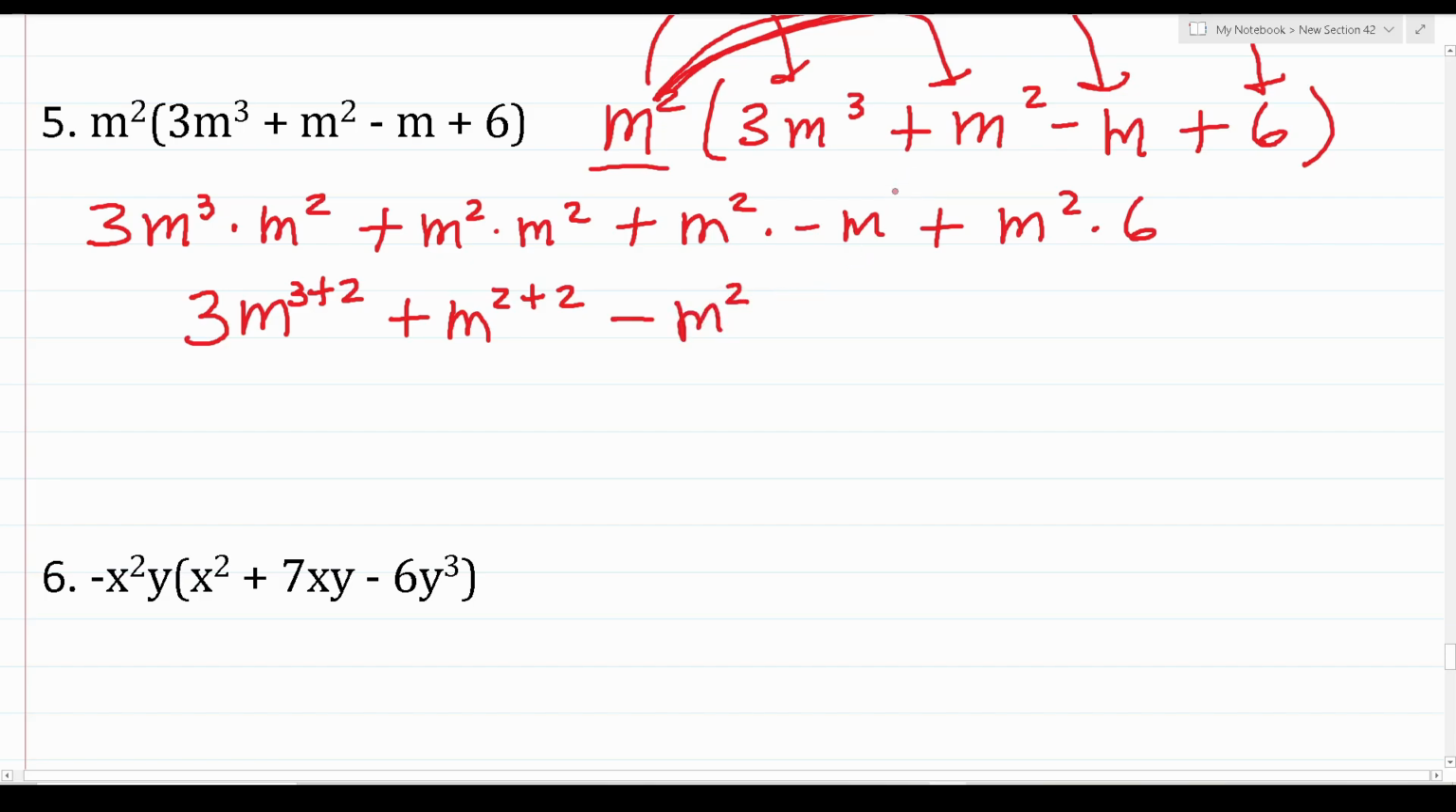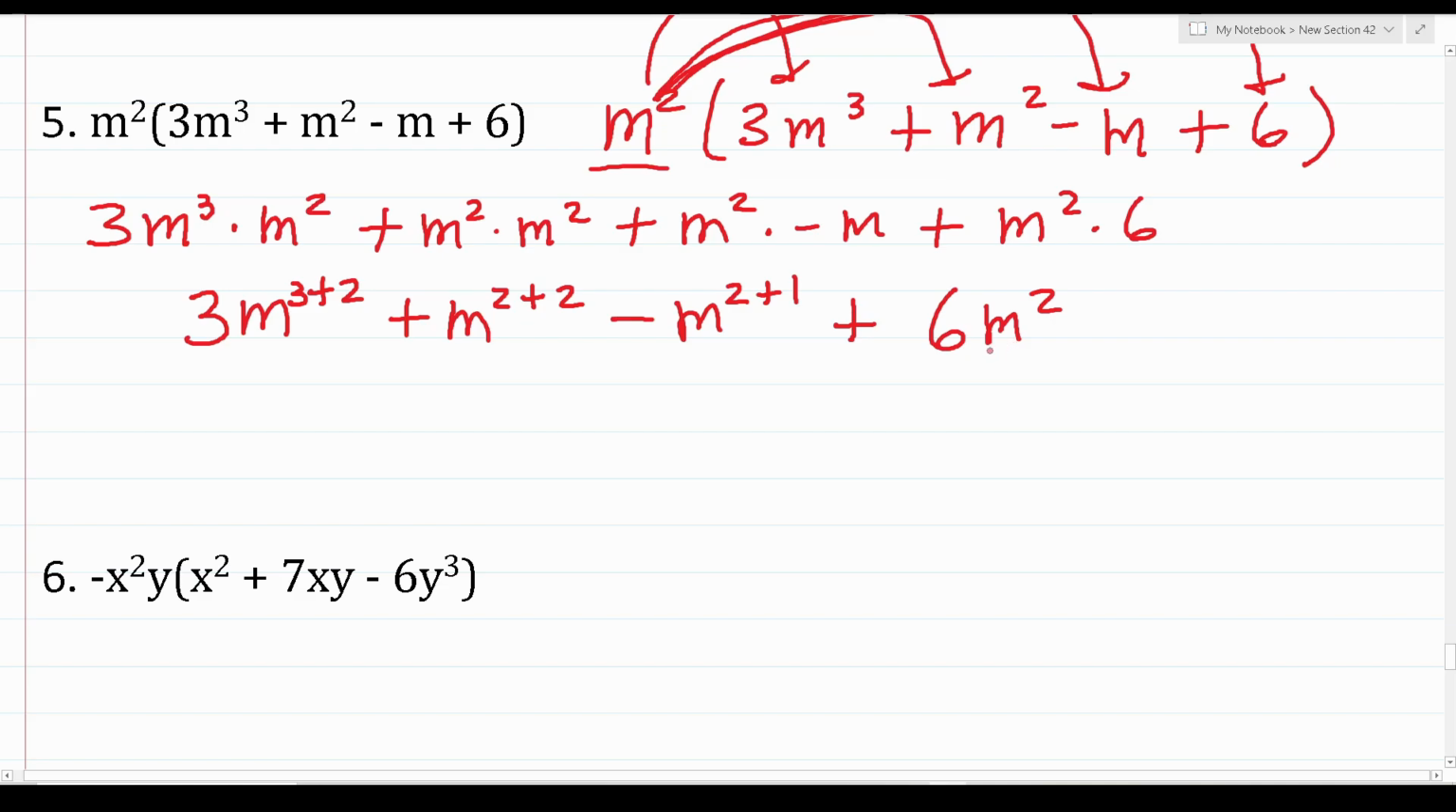And again, what's right here? Since it's not expressed, there's a 1 right there. So that becomes negative m to the 2 plus 1. And then finally, we have this. 6 times m squared. No product rule to use, but we can get rid of this multiplication sign. More specifically, we can write this as 6m squared.